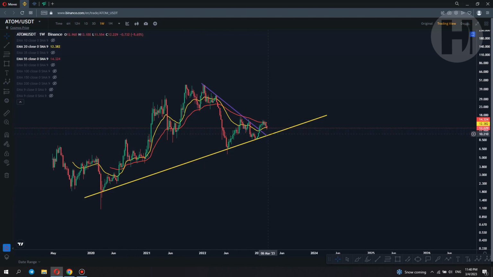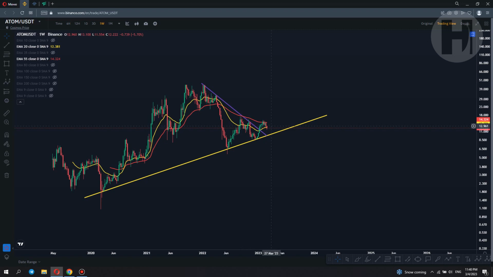So potentially, once we start pulling back down, we might just bounce off of $10 here and have another impulsive move to the upside. That is something that could happen because historically, every time we touched it, we had a bounce to the upside.